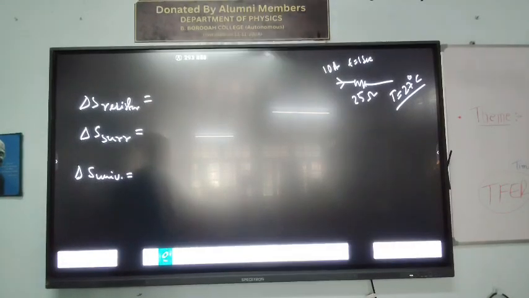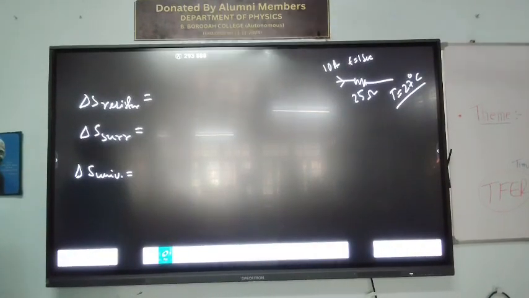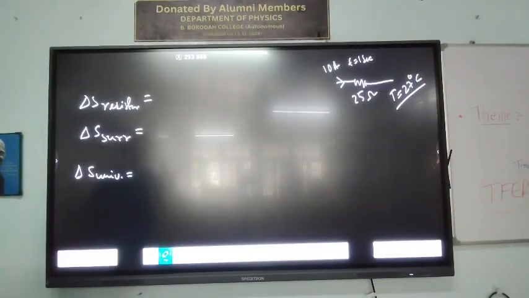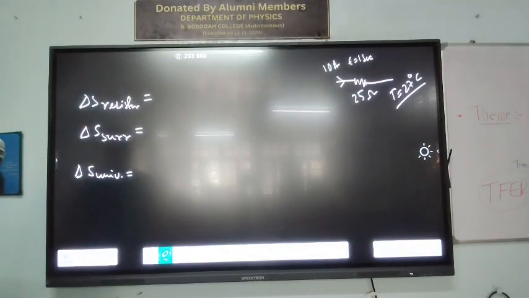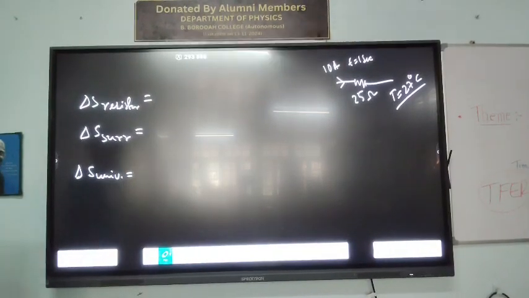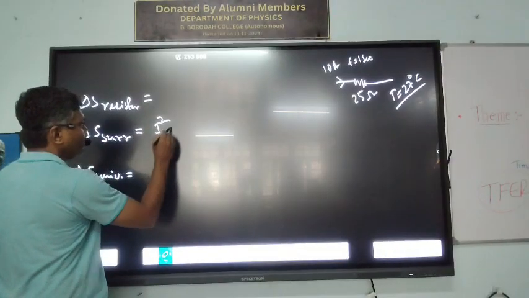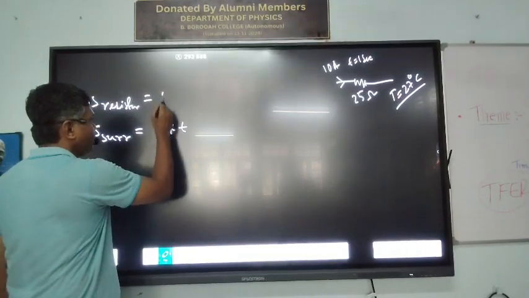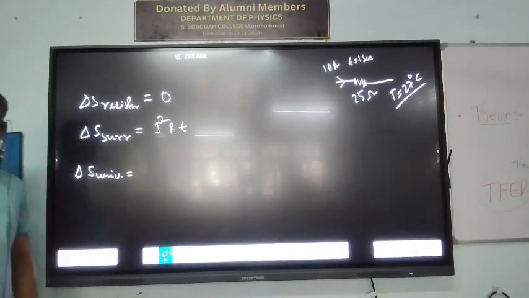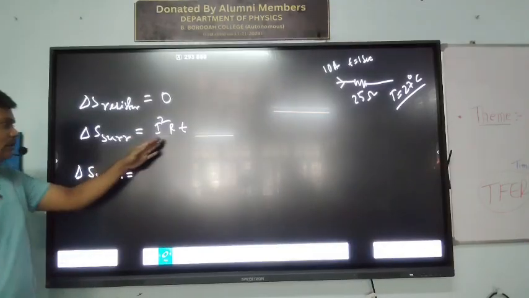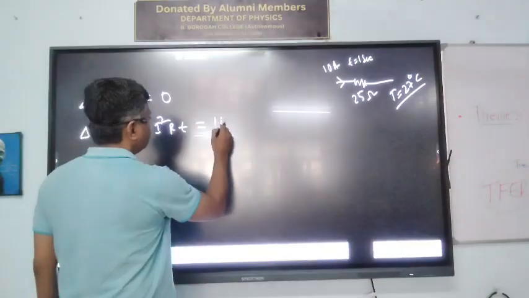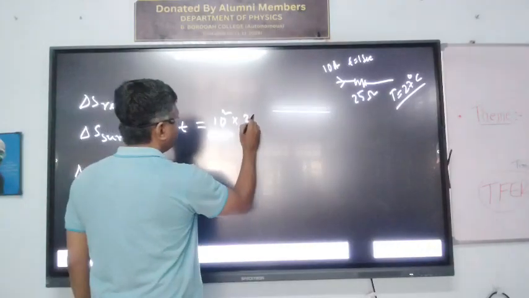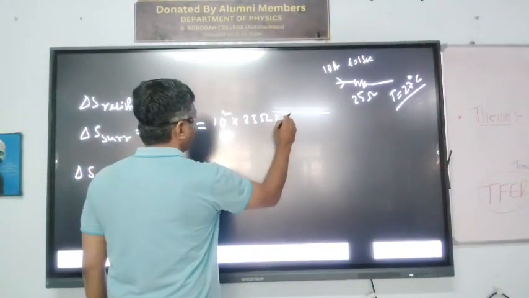So what will be the change in entropy of the surrounding? I square R into t is the heat developed, which is given to the surrounding, divided by T. So you can put the values here: 10 square into 25 ohm into 1 second.